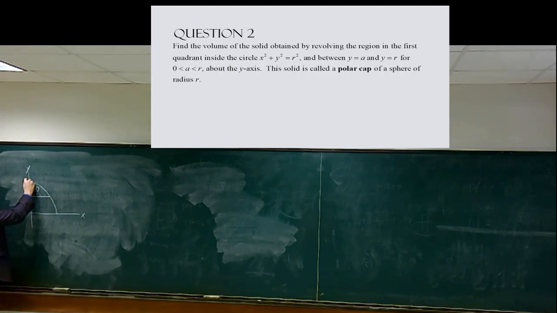What would this point up here be? Yeah, so that's just r, right? What about here? Yeah, that's also just r. And we're rotating it about the y-axis. But to kind of visualize, right? You rotate this region about the y-axis, you get a polar cap. We call it a polar cap of a sphere of radius r.